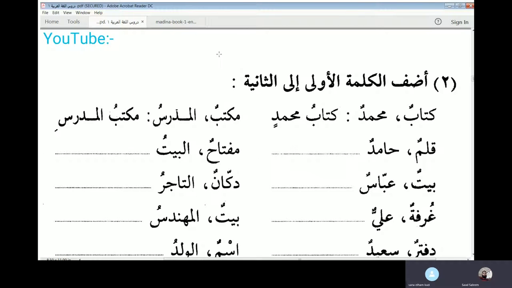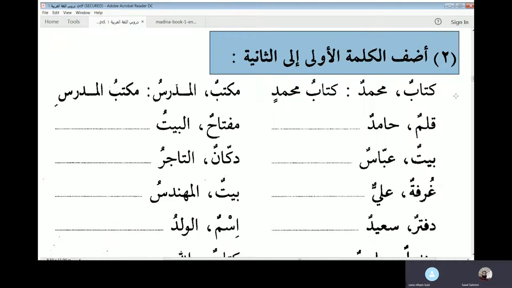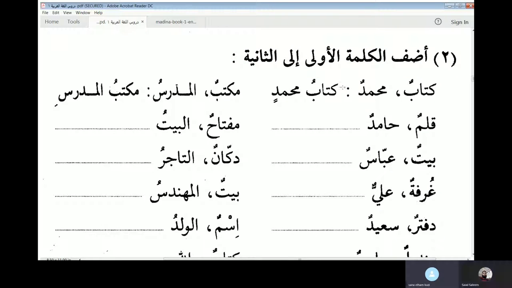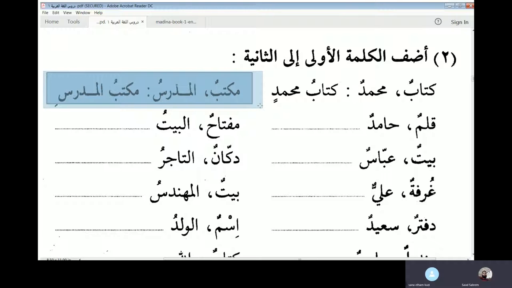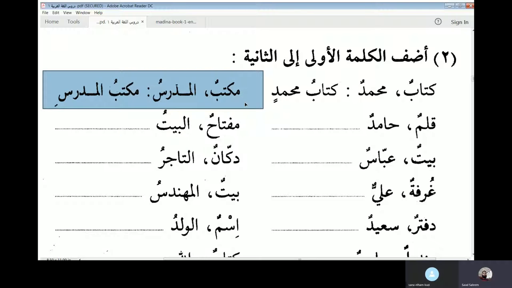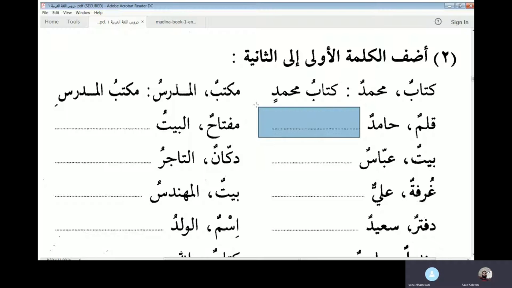Add the first word to the second word. Okay, read this question. Kitabun Muhammadun, so it will become Kitabu Muhammadin. Maktabun al-Mudarrisu, it will become Maktabul Mudarrisi. And then Kalamun Hamidun will become قلم حامد.